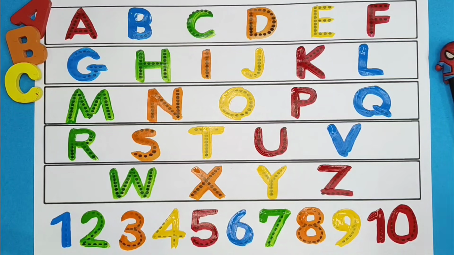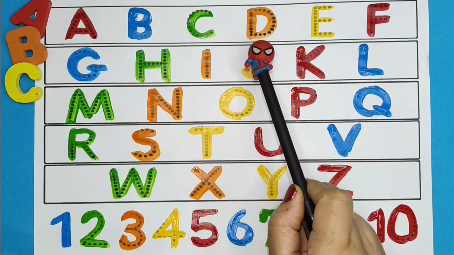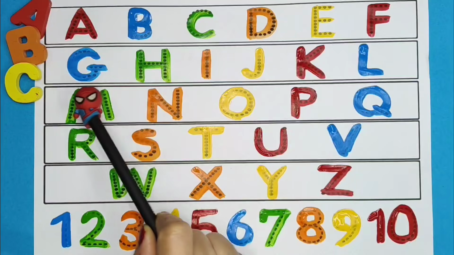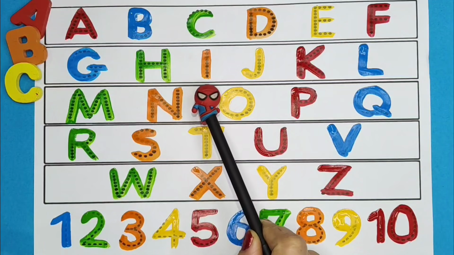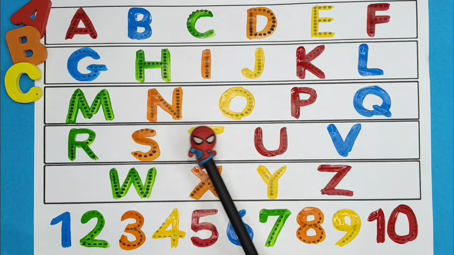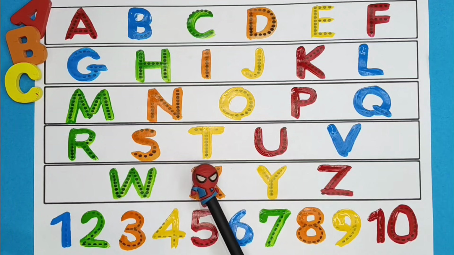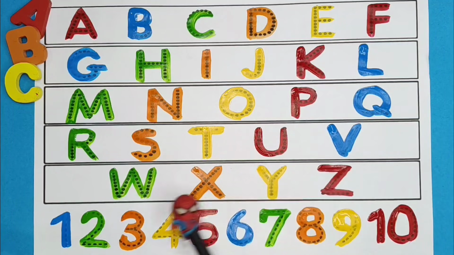10. Let's learn A, B, C, D, E, F, G, H, I, J, K, L, M, N, O, P, Q, R, S, T, U, V, W, X, Y, Z. Number 1, 2, 3, 4, 5, 6, 7, 8, 9, 10.